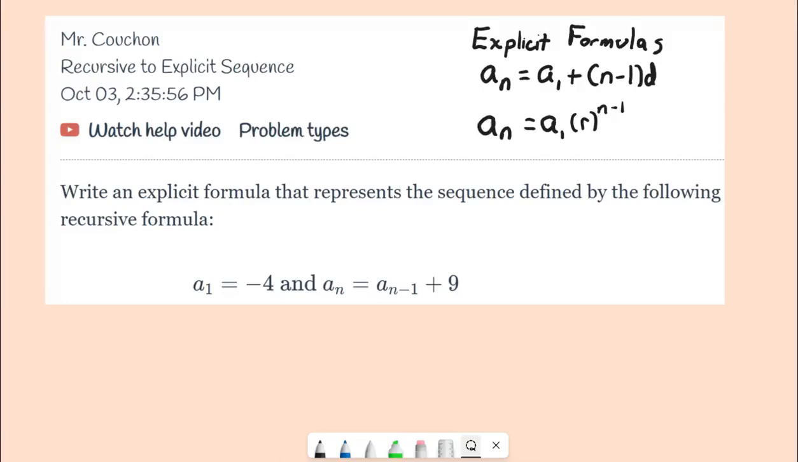Okay, now we're going to go from recursive to explicit. And let's remember the explicit formulas. The top one there is for an arithmetic, and the bottom one is for geometric.